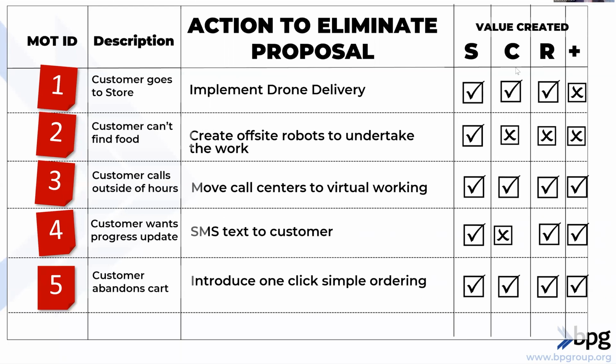So you can see in the model here, we've got a whole bunch of check marks and crosses. Crosses are negative, check marks are positive. With those things in mind, which are the ones that give us the biggest bang for the buck? That's what we're looking for. Our eyes are drawn immediately to Moment of Truth 3 and Moment of Truth 5, where we could move call centers to virtual working and introduce one-click simple ordering.